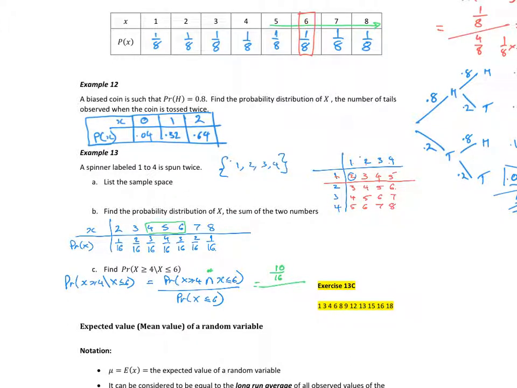What's the probability of getting a number less than or equal to 6? It's all of these. So it's those 10 plus another 3. So that's 13/16. So divide by fractions, flip it upside down and multiply: 16 on 13, which gives 10/13. Okay? Off you go.